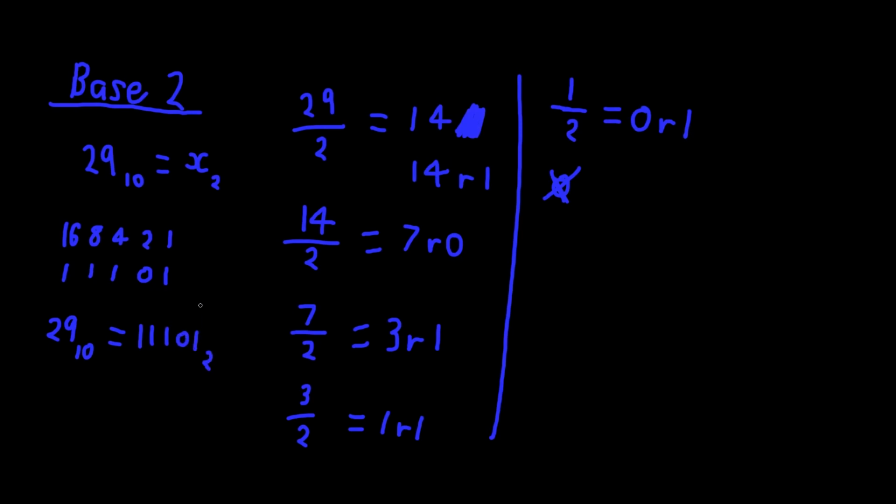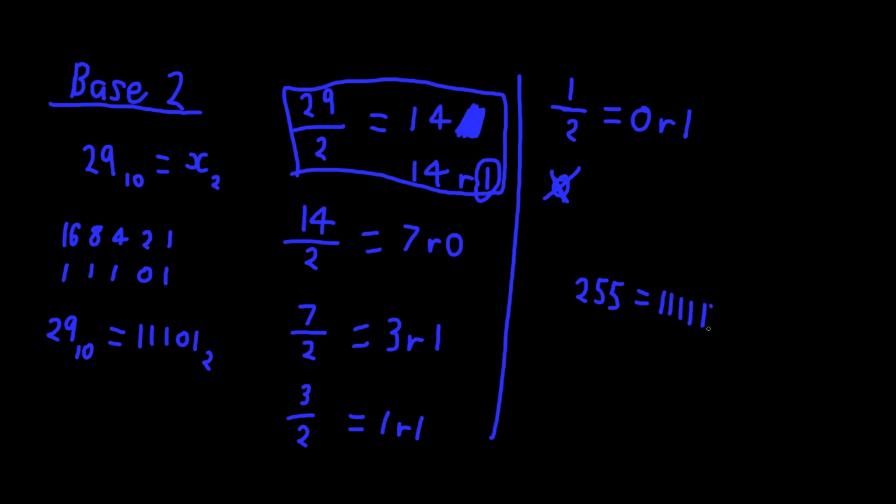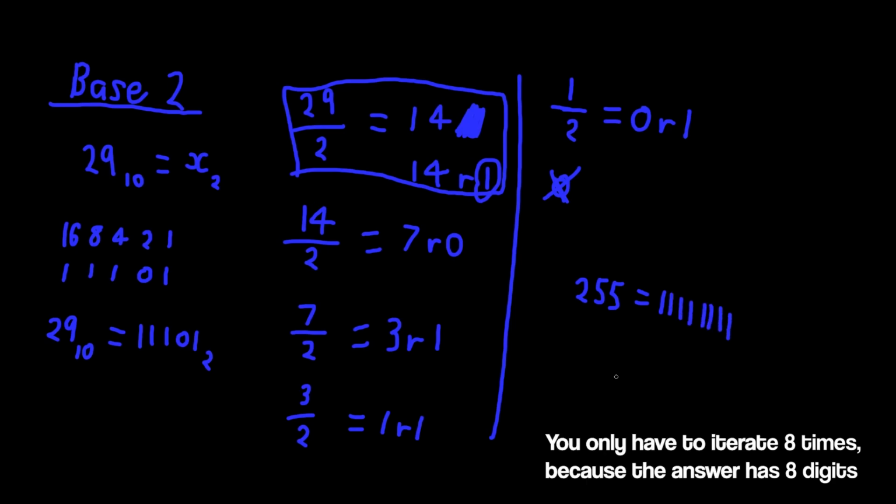Yeah, that's it. So it does look like this requires a lot of working out, but really it's not that bad, because if you think about it, every time you do this iteration, you get another digit. So if you're trying to get a big number, like say 255, that is coincidentally 1, 1, 1, 1, 1, 1, 1, 1. I just remember that because I just do.